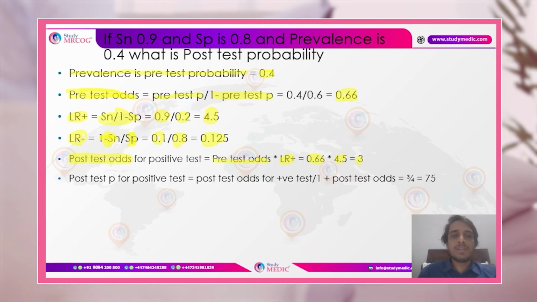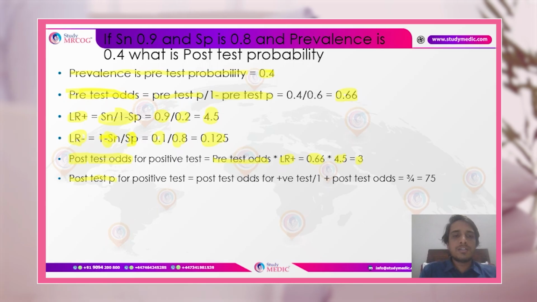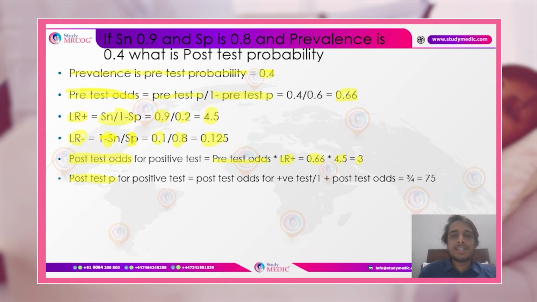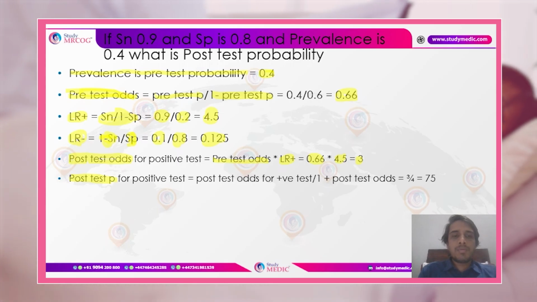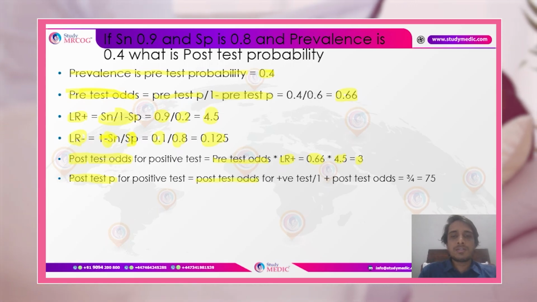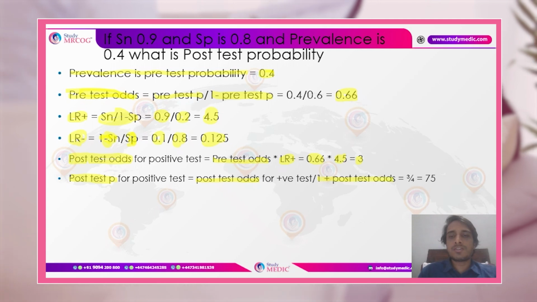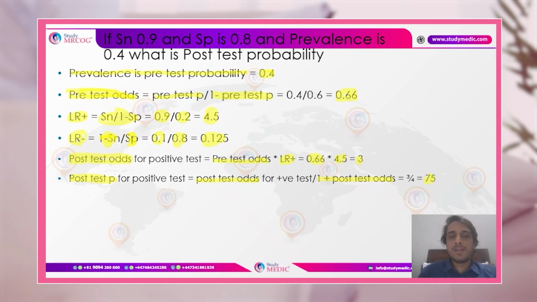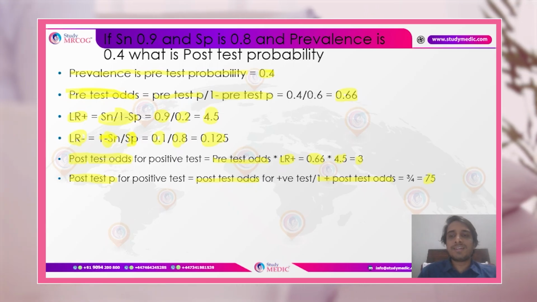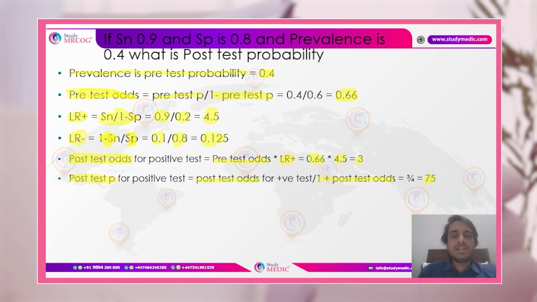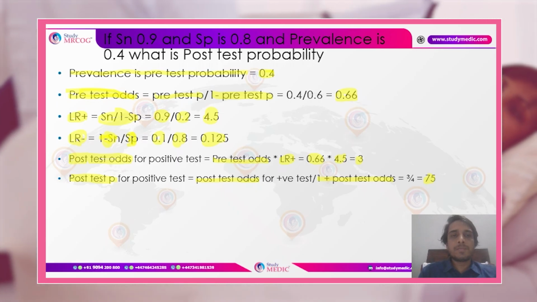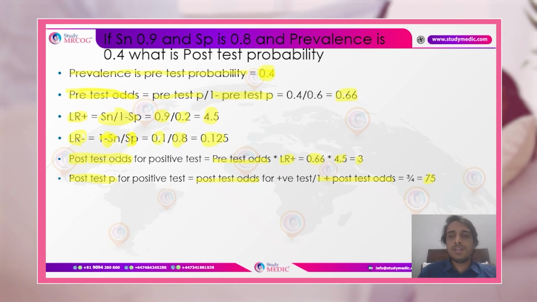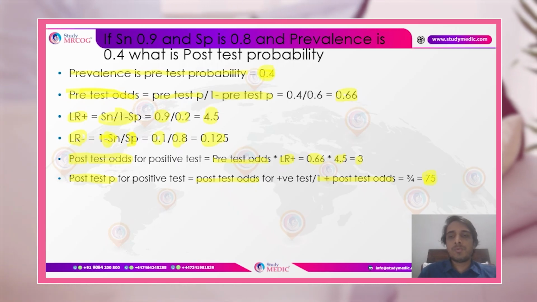Now what is the post-test probability for the positive test? From the odds we can calculate probability. What is the formula? Probability is post-test odds divided by 1 plus post-test odds. That is 3 divided by 1 plus 3, that is 3 by 4, which is 75%, the post-test probability. So the pre-test probability was 40% earlier. Now after the test it has improved to 75%.